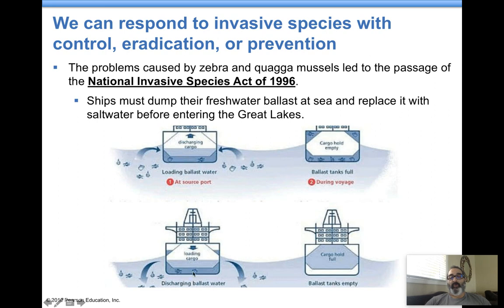And this happens with all kinds of sea creatures. They got picked up in one hemisphere and end up in another hemisphere. And they become invasive a lot of the time. And it becomes a problem.